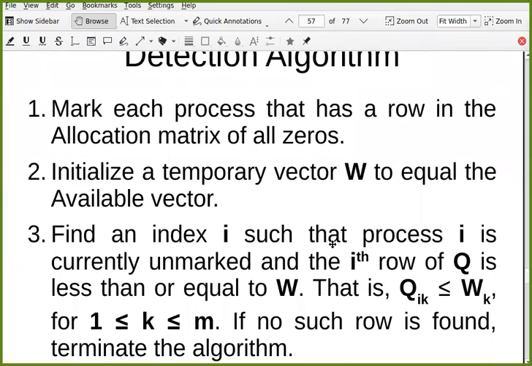So what is the algorithm? Mark each process that has a row in the allocation matrix of all zeros. You just find any process that is not allocated any resources. If a process is not allocated any resources, it cannot be in deadlock because it is not blocking anyone's request, so you mark that process. Initialize a temporary vector W equal to the available vector. So you store the value of the available vector into W because we are going to update it.